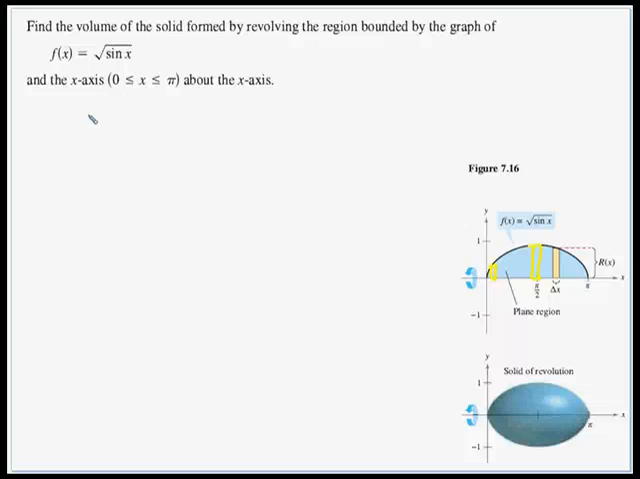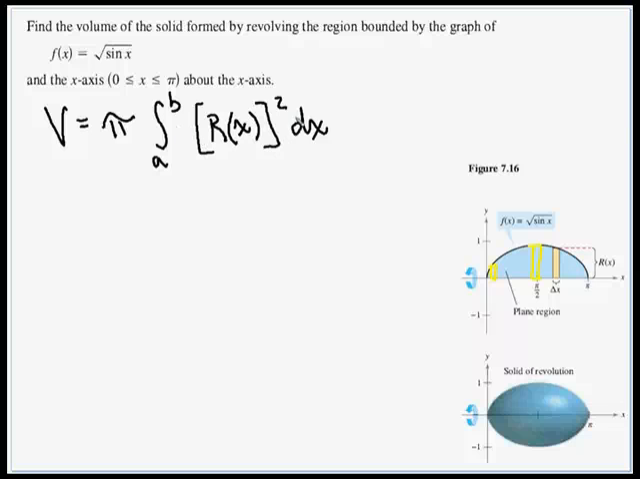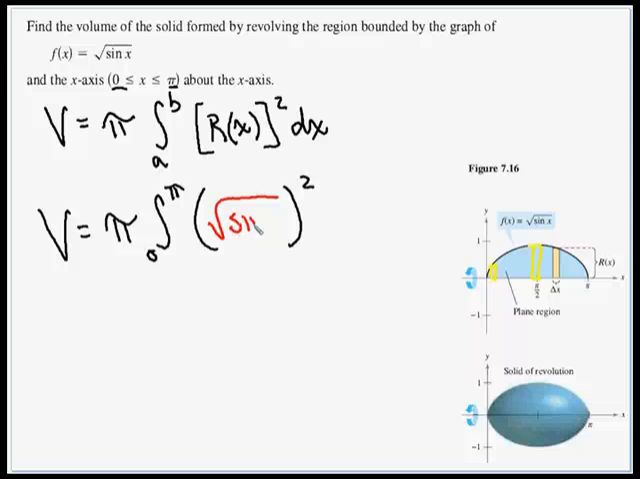So, since we're starting here with something brand new, let's write out the formula. Volume is equal to pi times the integral from a to b of our radius, r of x, squared dx. So that's our generic formula. Let's plug in what we have in our problem. So pi is still pi. We are integrating from 0 to pi. And then we have our radius squared, which in this case again is just our function, which is the square root of sine x. Square root sine x is our function and our radius, and we're integrating with respect to x.